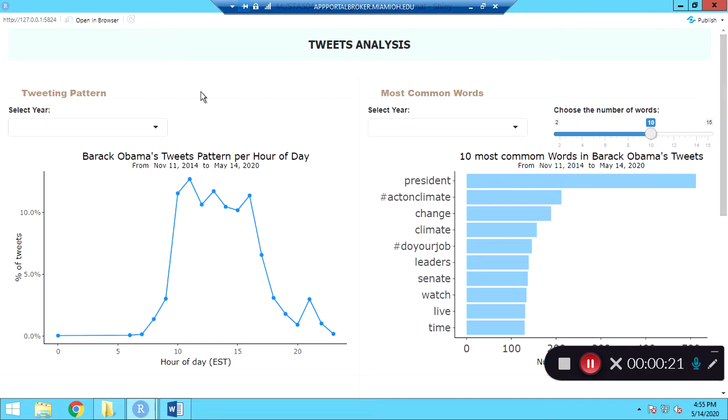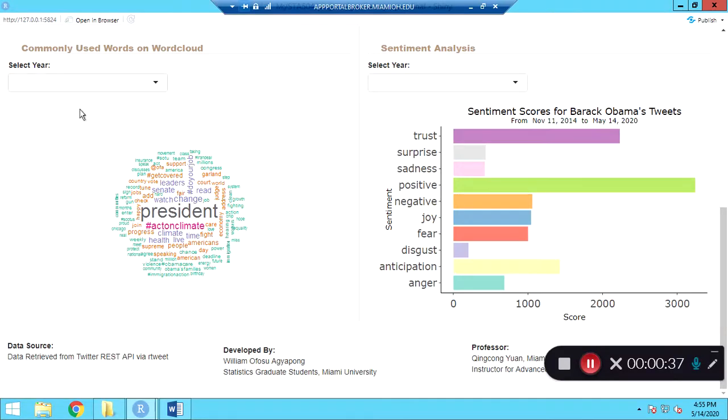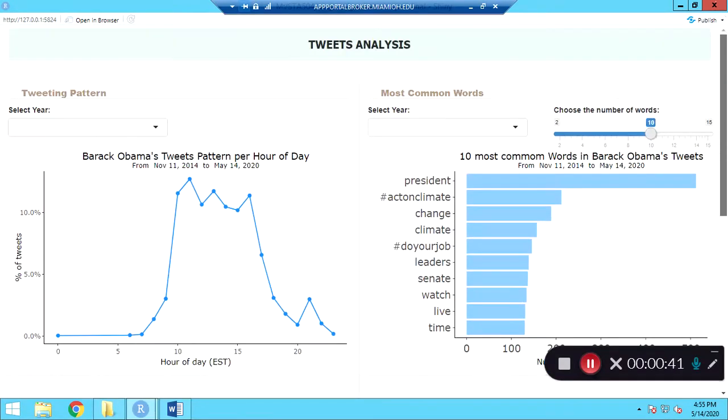Now, to start with, the application is made up of four basic parts. One is for showing the tweeting pattern, the next one over here shows the most common words, and then right at the bottom here we have a word cloud and then a sentiment analysis section.